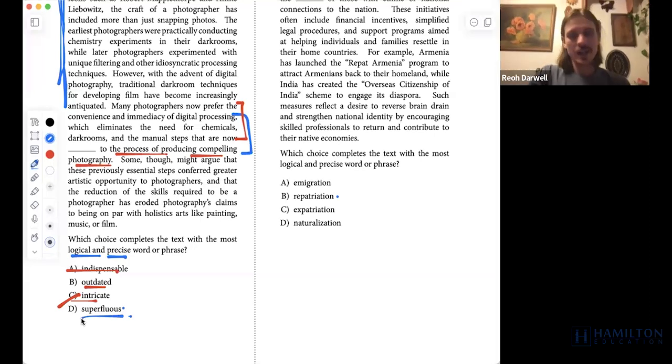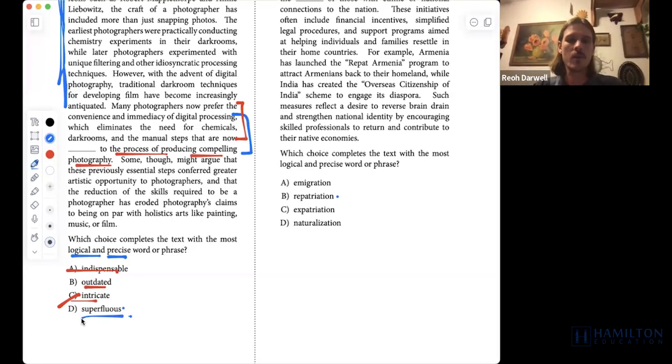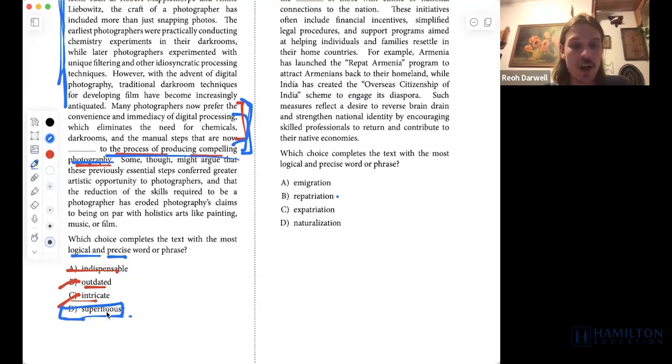So, to some degree, yeah, sure, many of these things are now outdated, right? But are they outdated to the process of producing compelling photography? Not really, not at all, right? They are outdated in general. Okay, we want to say that these are extra steps, right? We want to say that these are unessential extra steps that we don't need to follow to produce compelling images, right? Not that they are outdated, meaning they don't work anymore, right? They certainly could work, but they're just extra steps that we don't need to follow.